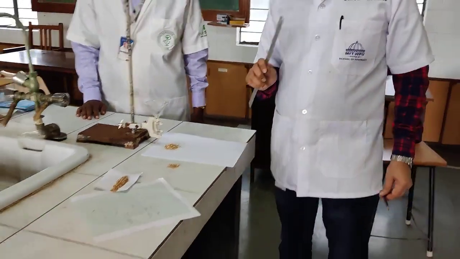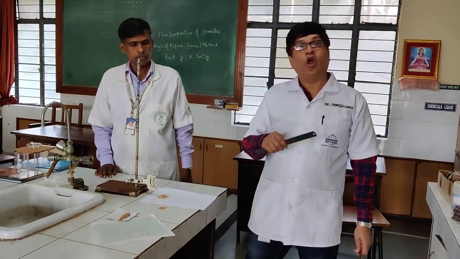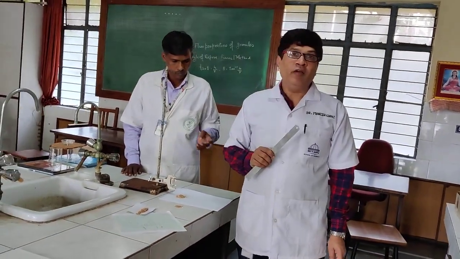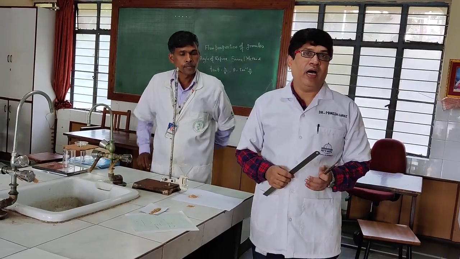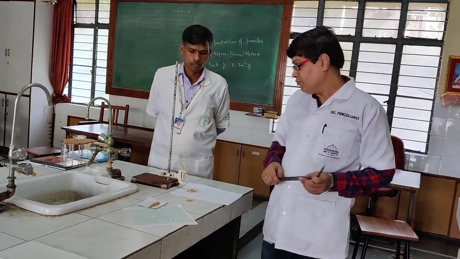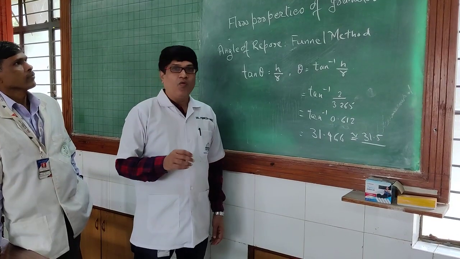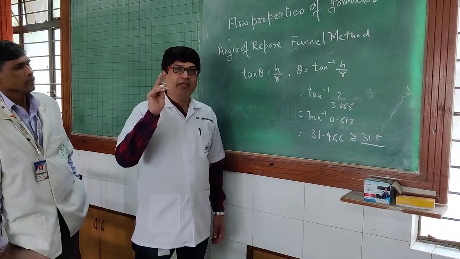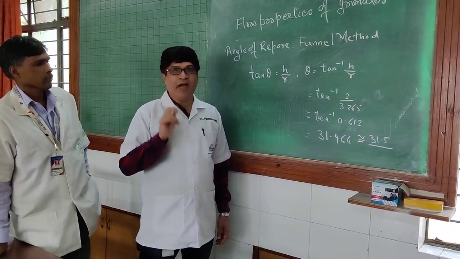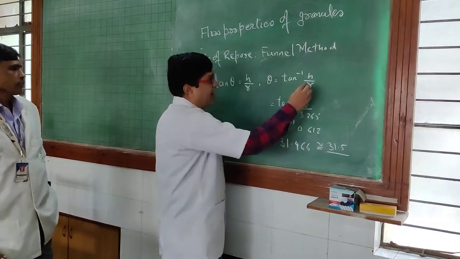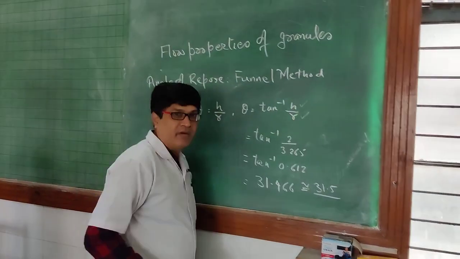So you will get the idea of the height of the granules also if the granules are not touching the tip of the funnel. This may happen if the amount of granules is less, right? Now, what we have done is we have found out with the experiment, we have got some values. We have got the values of H and we have got the value of R, right?